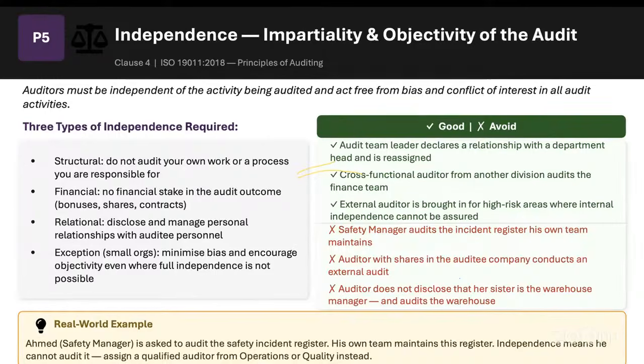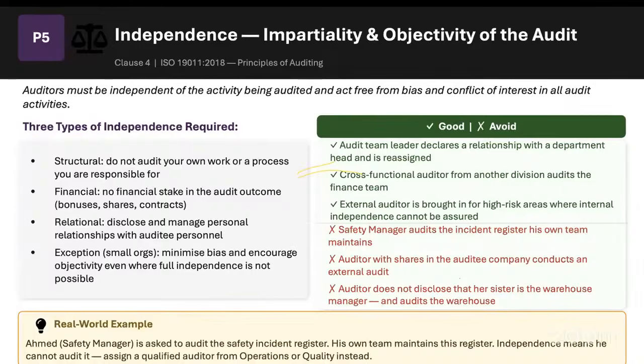Financial: no financial stake in the audit outcome, such as bonuses, shares, contracts. No, you don't conduct an audit and they say, before you conduct the audit, take this money. Just use it to buy anything that you like. You understand? Just use it for yourself.